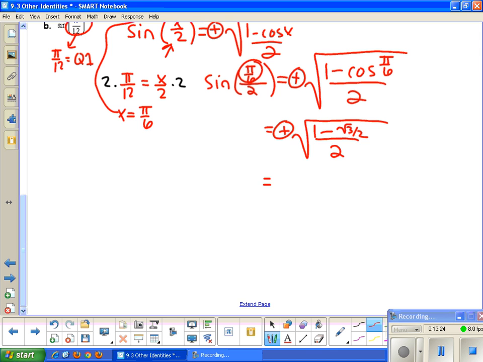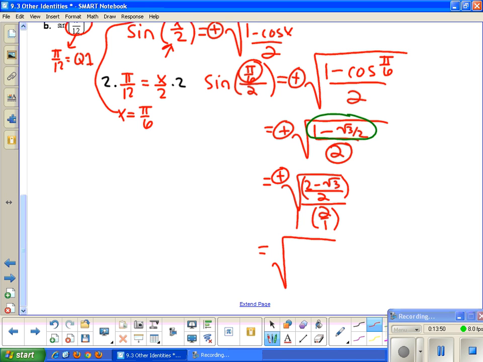Now I want to simplify this, so the square root, and I always like to write the positive so I remember that I have it done. And I need a common denominator right here. So what's common between 1 and 2 would be 2. So then I have 2 minus root 3 all divided by 2, divided by this 2 right here. Now remember, when you have a fraction divided by a fraction, because it's really 2 over 1, you're going to multiply by the reciprocal. So this is equal to the square root of 2 minus root 3 over 2 times, and the reciprocal of 2 over 1 is 1/2.